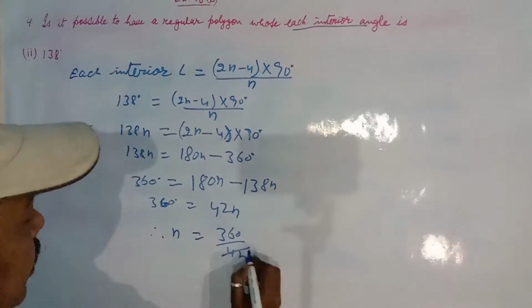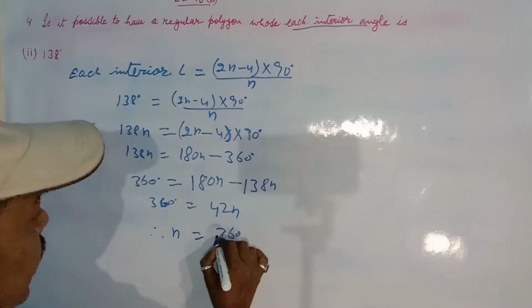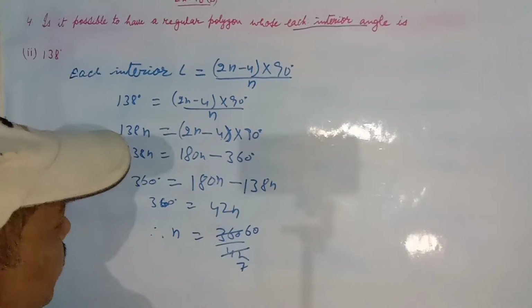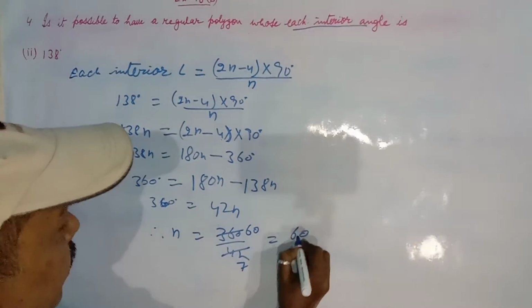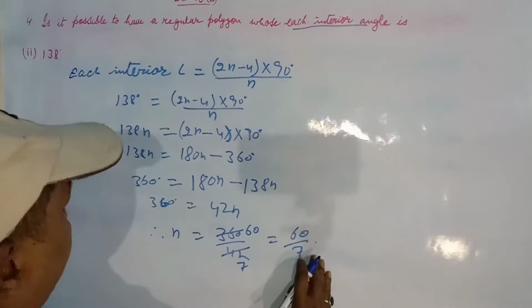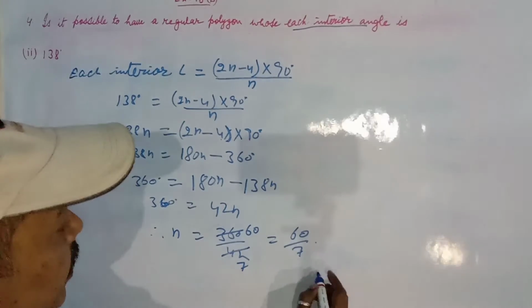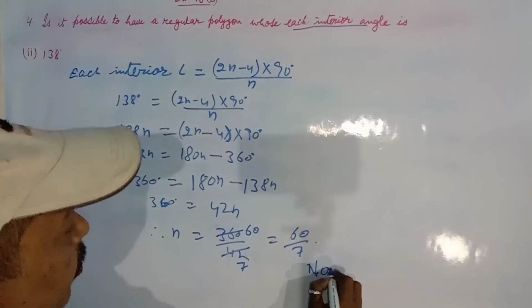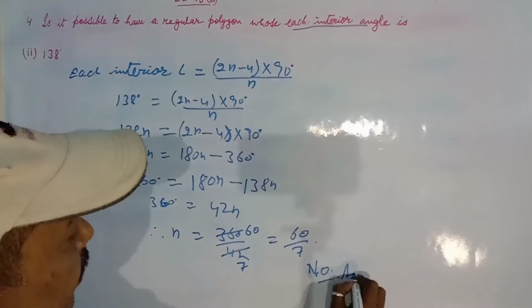Now we will cancel it. 6 sevens are 42 and 6 sixes are 36, so it becomes 60 by 7. It is not a whole number. So the number of sides is not a whole number. Therefore it will not be a polygon. The answer will be no.